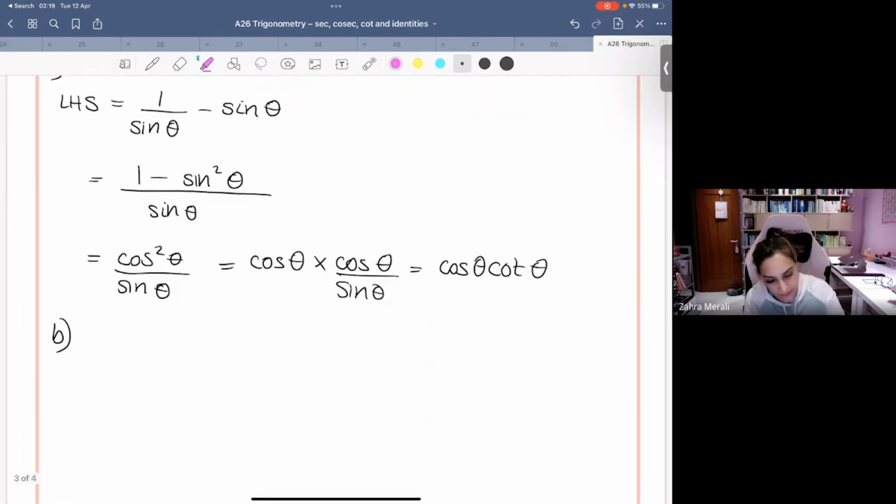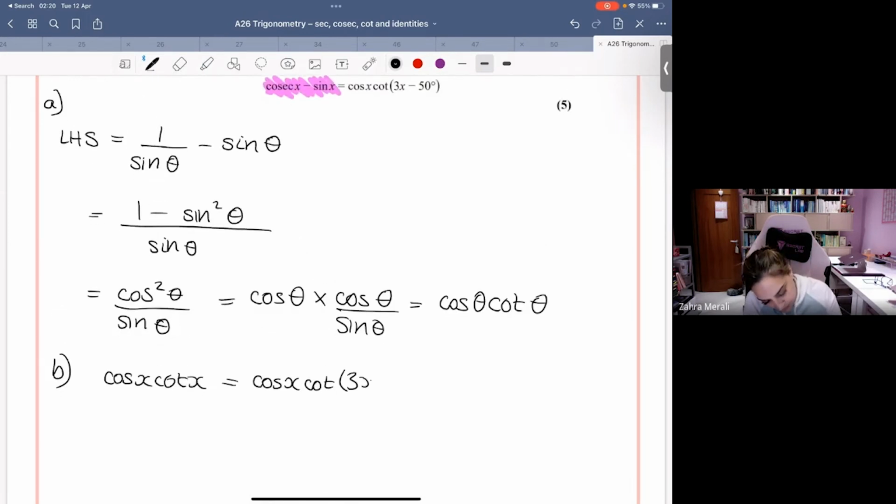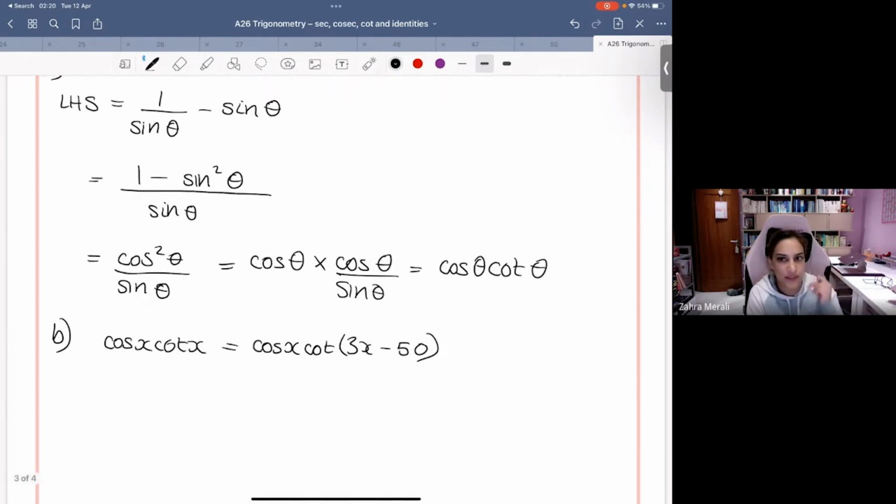Okay, so what does that give us? We now have cos x cot x, and that equaled on the other side cos x cot (3x minus 50). Now you might be tempted just to divide the cos x away and say we don't need it. You can't do that because it's a function. You have to consider that it could be 0. So you can get rid of it, but only if you consider it could be 0. So what you have to say to yourself then is cos x could be 0, and then you can get rid of it, and you're left with cot x equals cot (3x minus 50).